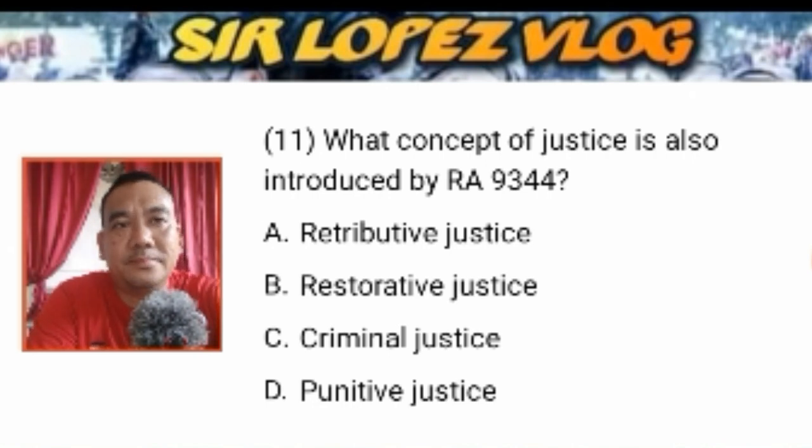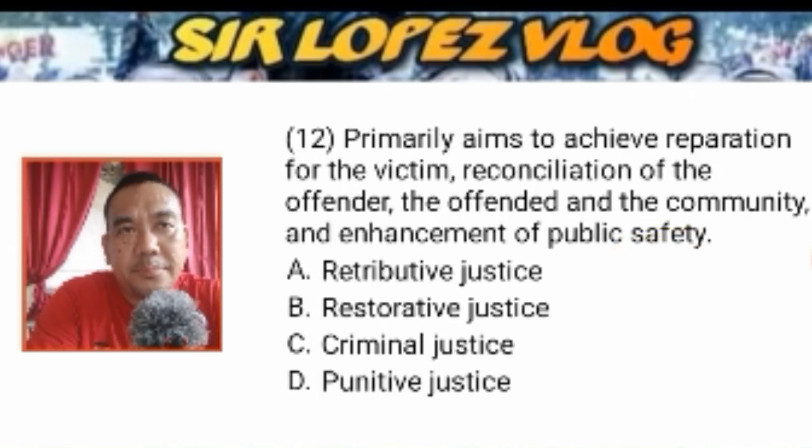Number 12. Primarily aims to achieve reparation for the victim, reconciliation of the offender, the offended, and the community, and enhancement of public safety. A, retributive justice. B, restorative justice. Letter C, criminal justice. Or letter D, punitive justice.